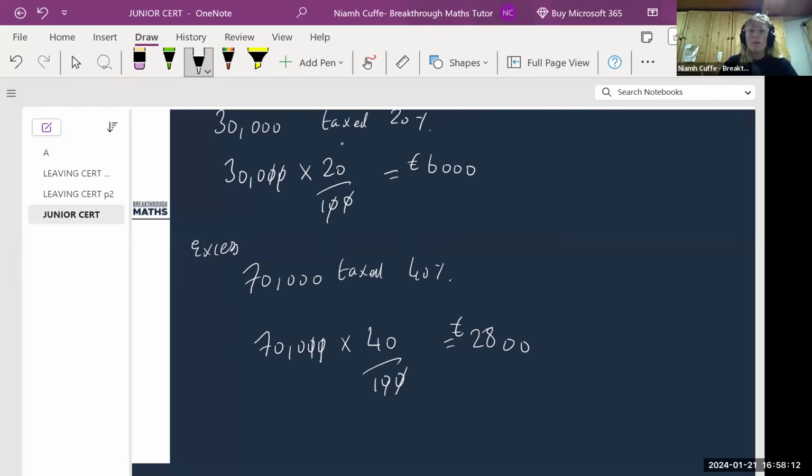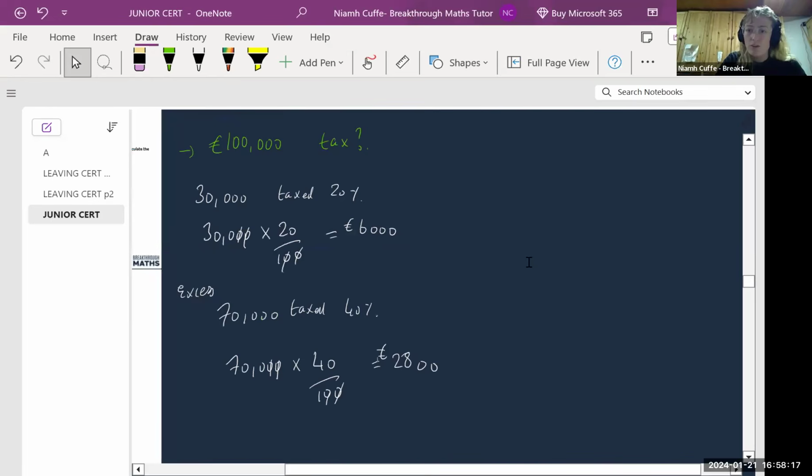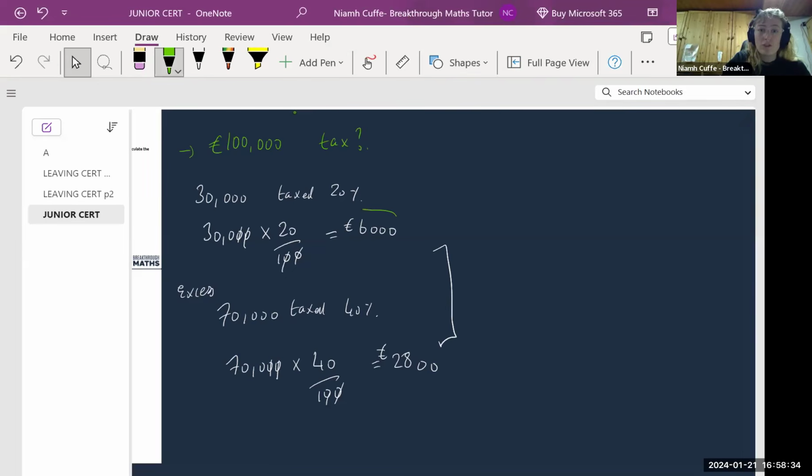Okay. So guys, what's my total tax? How much have I been taxed? If I made 100,000 euro, how much have I been taxed then? Faye, how much have I been taxed altogether? 34,000. Well, I'm going to add together the two taxes, right? I'm going to add together how much I'm taxed on 30,000, and how much I'm taxed on my 70,000. So my total tax that year, guys, is 8,000. Sorry, yeah, it's 8,800. Okay, adding together my two taxes.